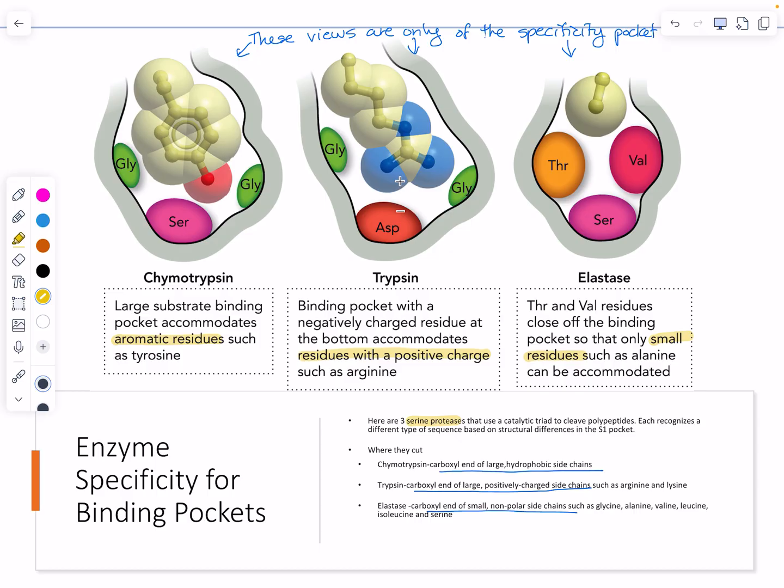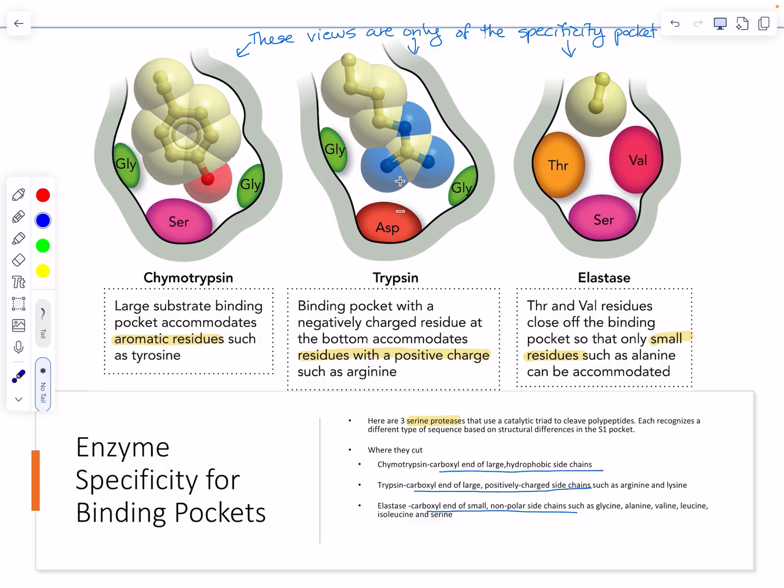So how do we choose between these? In chymotrypsin, first of all, we have enough space to accommodate that residue.